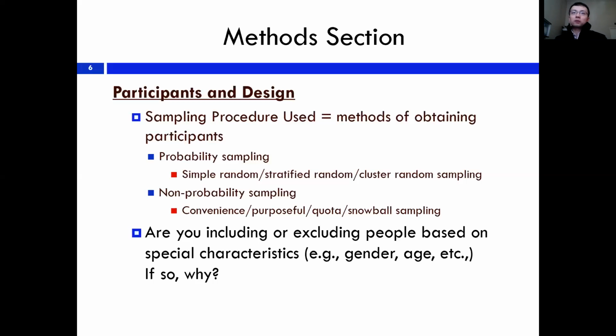Lastly, you want to make it super clear whether you are going to exclude or include any participant based on special characteristics like age or gender. If you're doing those things, you want to make it clear why you are doing so.